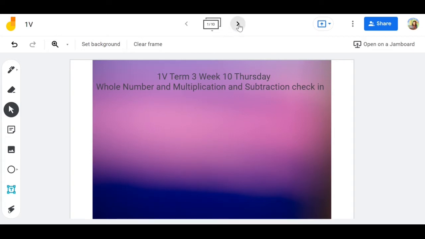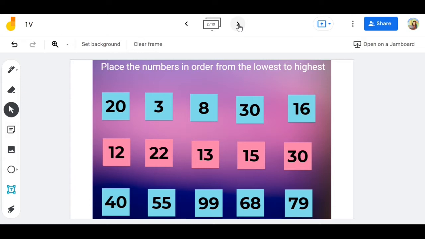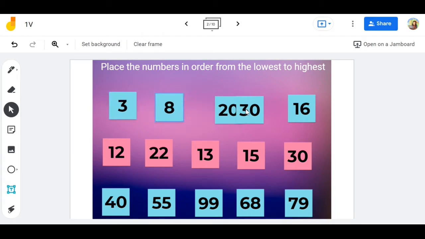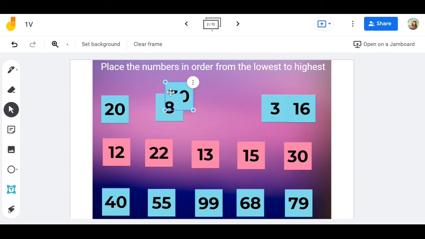We're going to go along the arrows to the next page. So place the numbers in order from the lowest to the highest number. These are post-it notes that you can move. Now remember, we're going to put them into rows, keeping all of the same numbers in the same row, and we need to move them so that we put them into our numerical order.